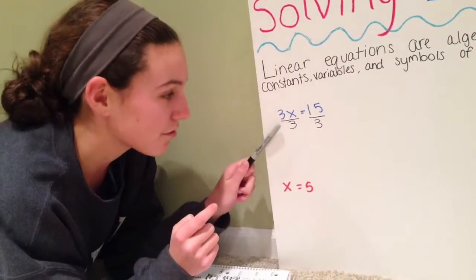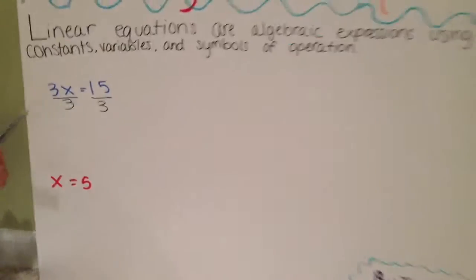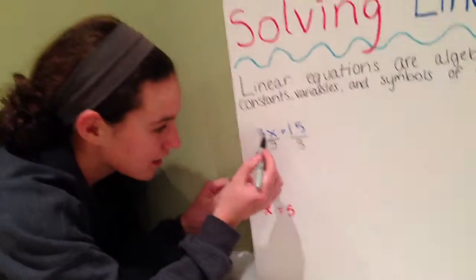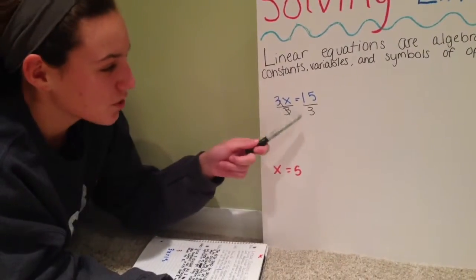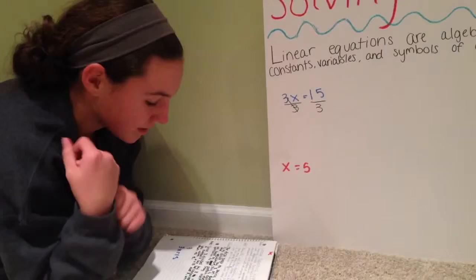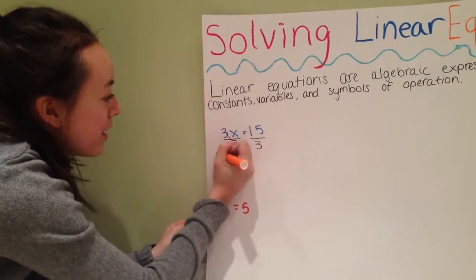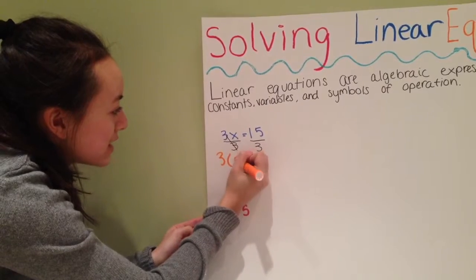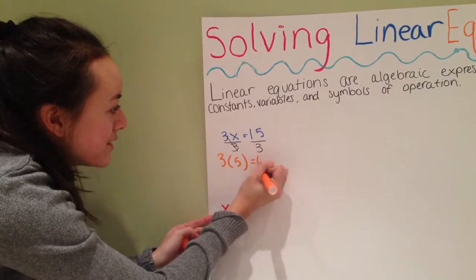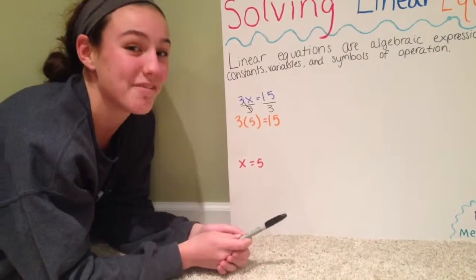Since 3 divided by 3 equals 1, these two numbers can be canceled out, leaving you with 15 over 3, which is simplified down to x equals 5. To double check your work, you can plug in the answer you received for x into the equation. If it equals 15, then you did a job well done.